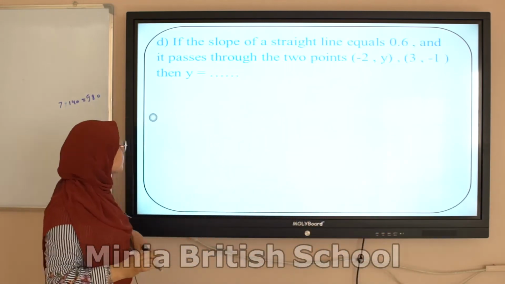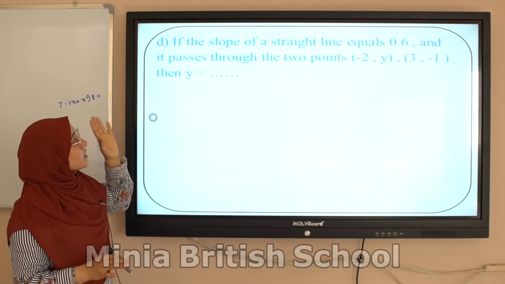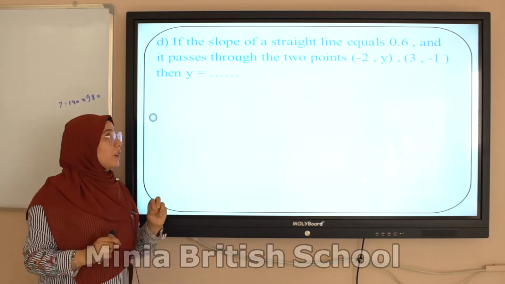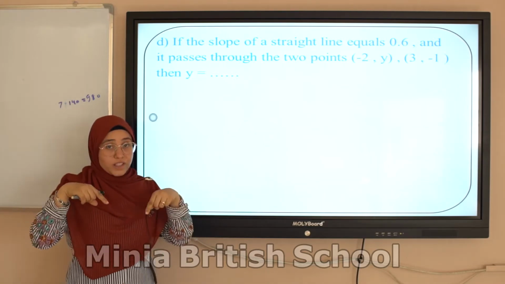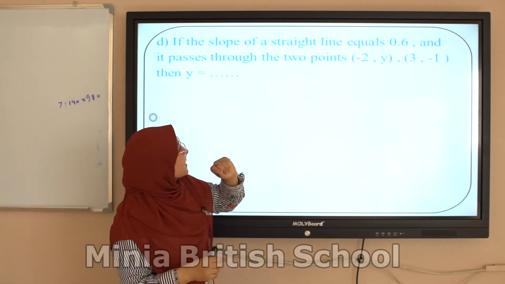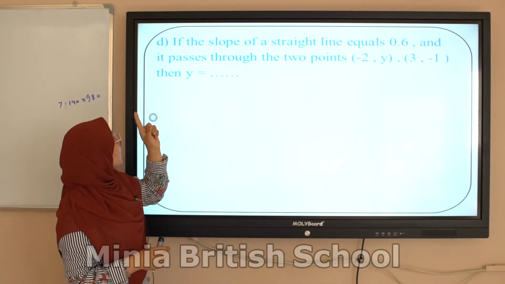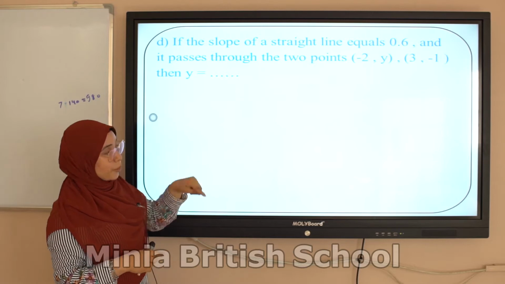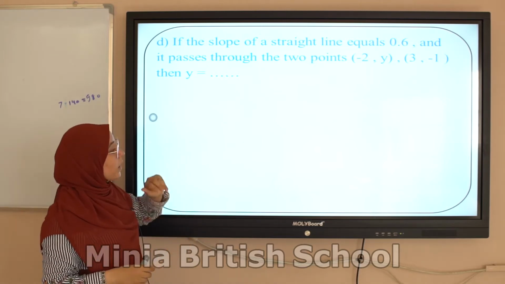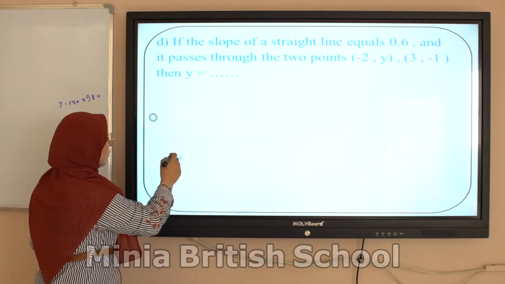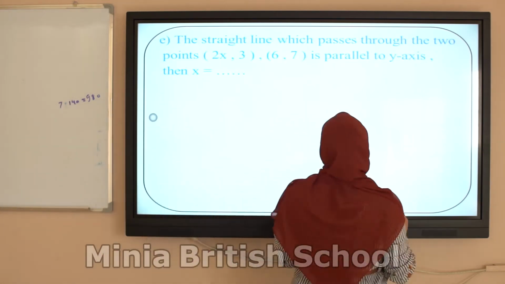Now, if the slope of the straight line equals 0.6, and it is passing through the 2 points, (-2, y) and (3, -1), then y equals what? Equals, I'm sorry.